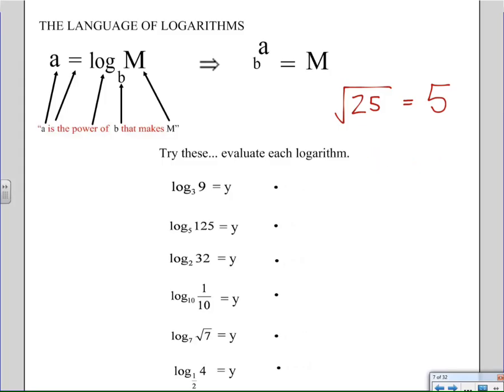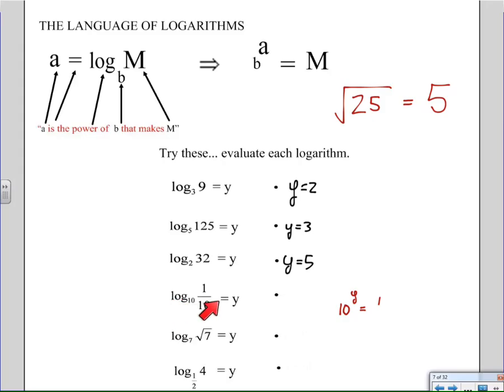The practice then is we would like to get fluent and be able to perceive a logarithm the way it says. For example, when I see the log base 3 of 9, and by the way, that's how you say it, the log base 3 of 9, it's easy for me to see that 3 squared is 9, so the exponent would be 2. So y equals 2. Similarly, I can do the same thing for the remainder of these. I know that 5 cubed is 125, so the exponent on 5 is 3. 2 to the 5th is 32, so the exponent on 2 is 5. I can do that just by reading.